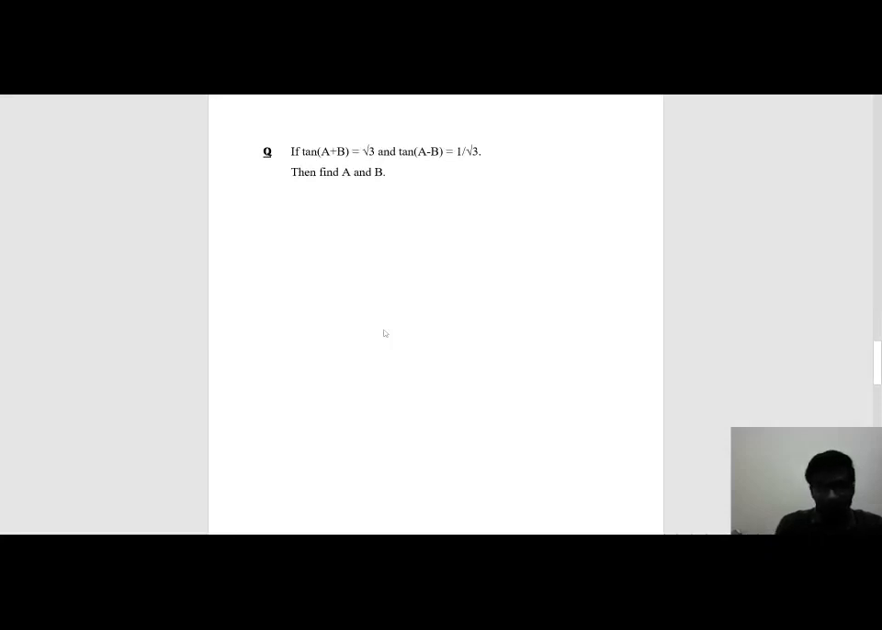See, for this, let's say what are the given things. So, given that tan(a + b) is equal to root 3 and tan(a - b) is equal to 1 by root 3. Now we have to find the value of a and b.